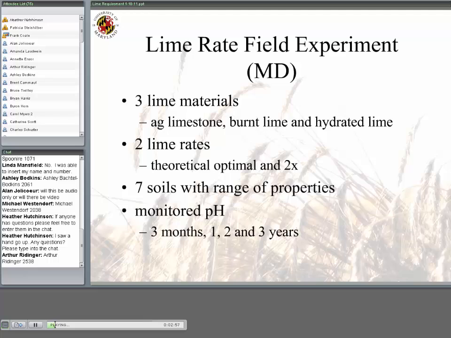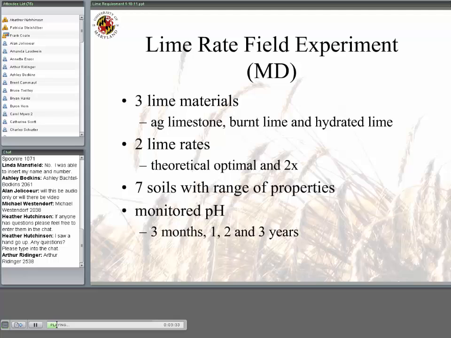They looked at 7 soils that had a considerable range of properties in terms of locations, clay contents, clay types, etc. And they actually monitored the pH for the entire length of the experiment. They looked at it at 3 months, which was approximately the end of the growing season, a year later, 2 years later, and 3 years later, before they went public with their information and made any recommendations. So as you can see, this is certainly not a rapid process to get high quality data that you'd want to stake a recommendation on.